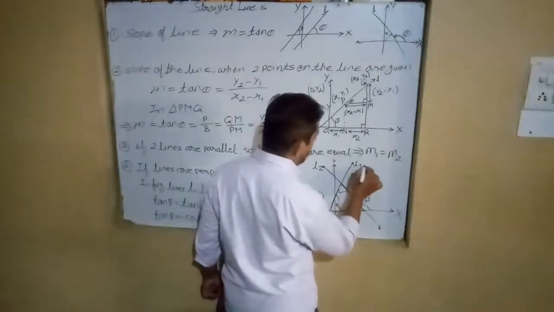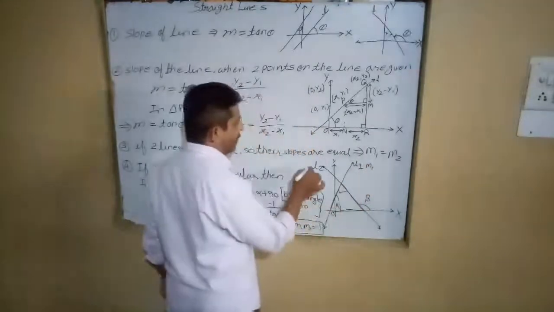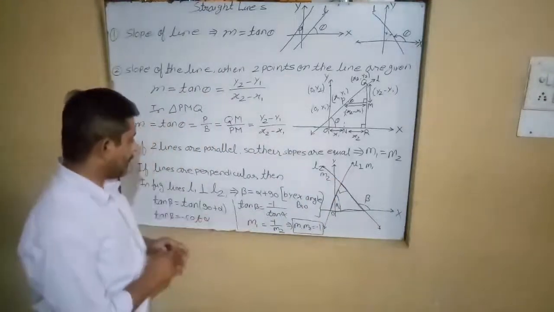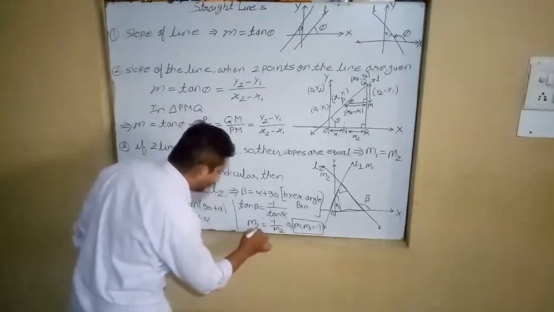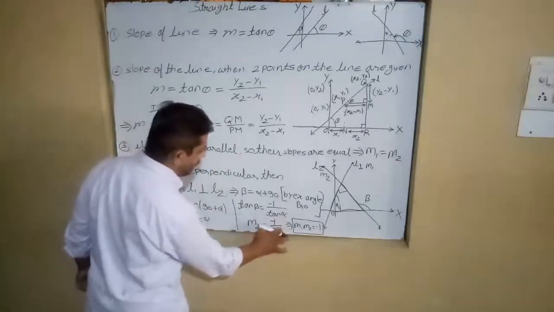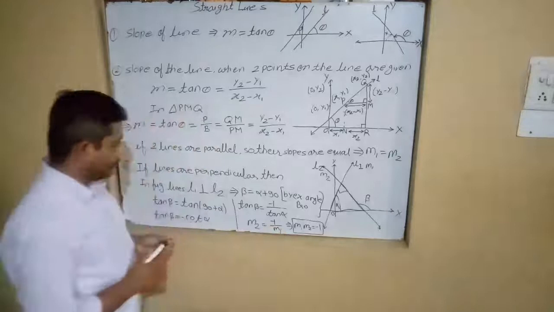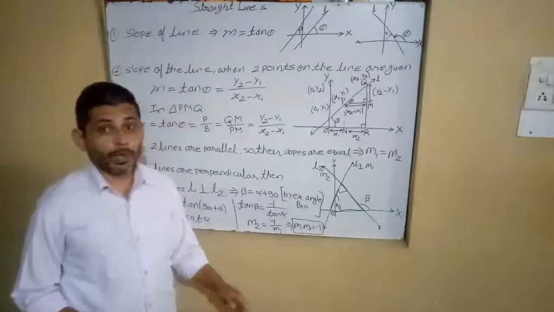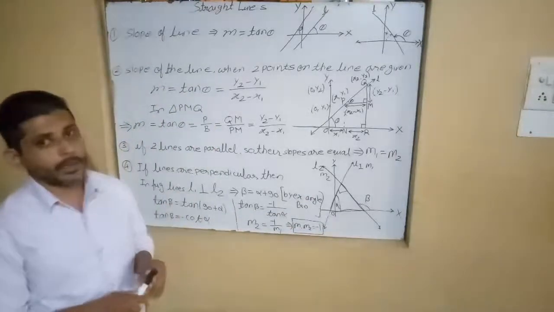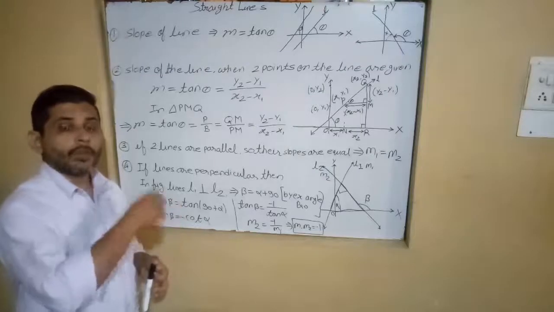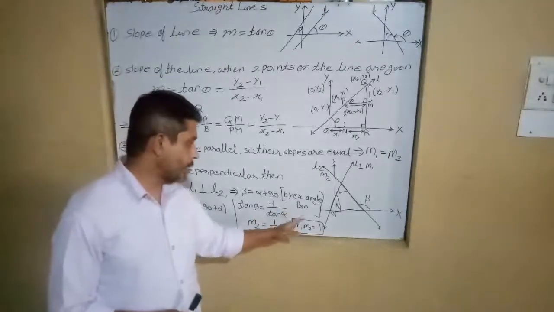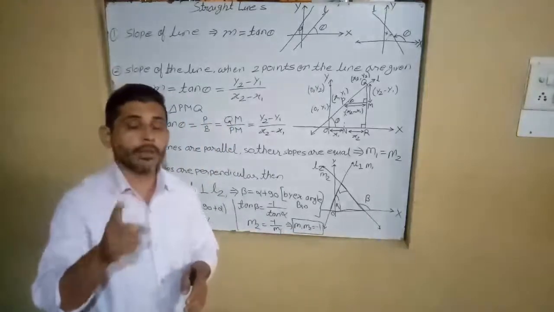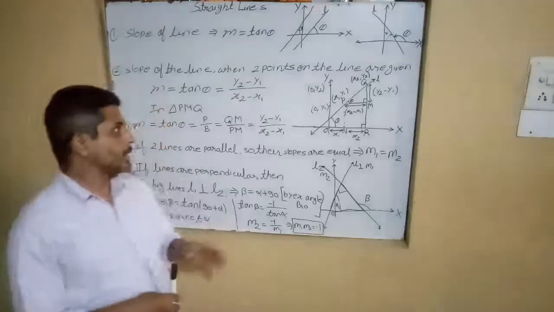And if we assume the slope of line L1 is m1 and the slope of line L2 is m2, then this is tan beta, which is m2, and this is tan alpha, which we can write as m1. So by transposition, m1 into m2 is equal to minus 1. This is the most important property we use. We can solve many questions using this property. m1 into m2 is equal to minus 1, where m1 and m2 are the slopes of two perpendicular lines.